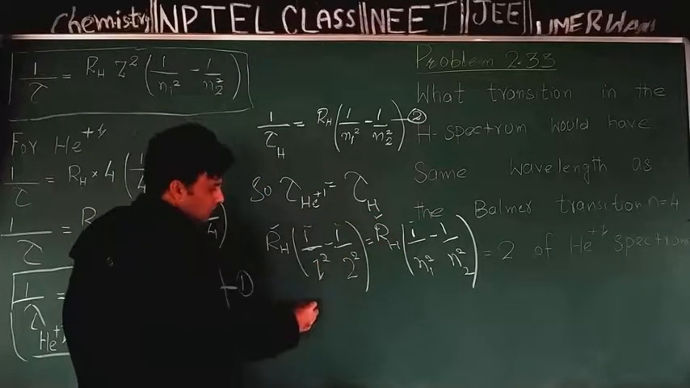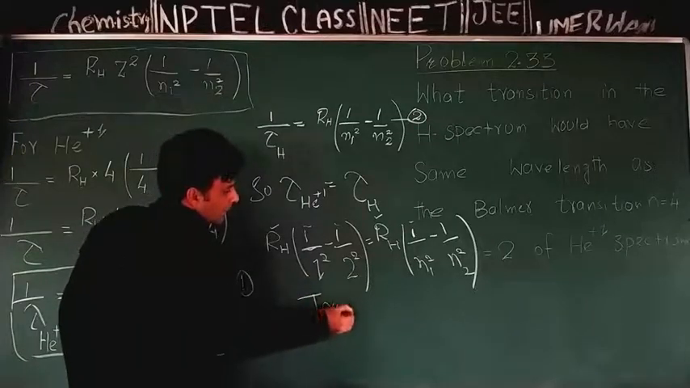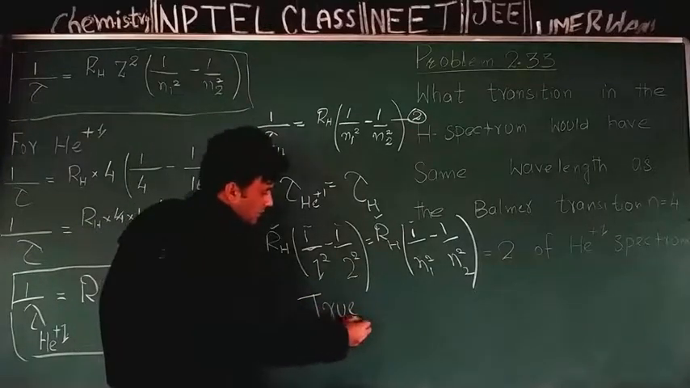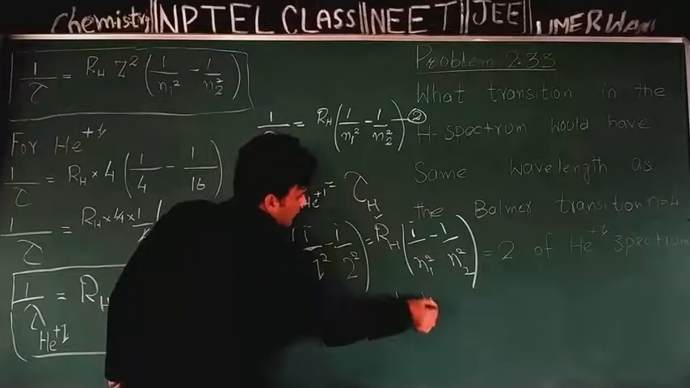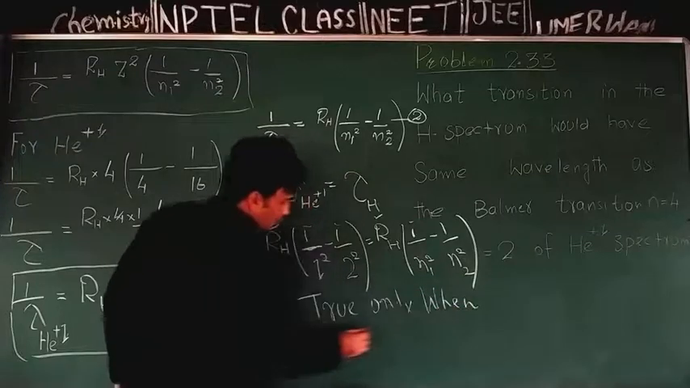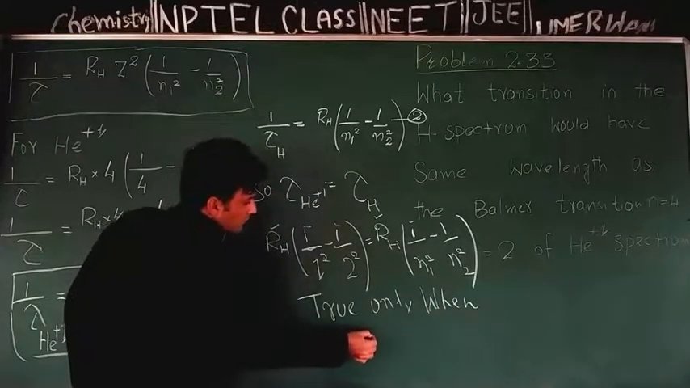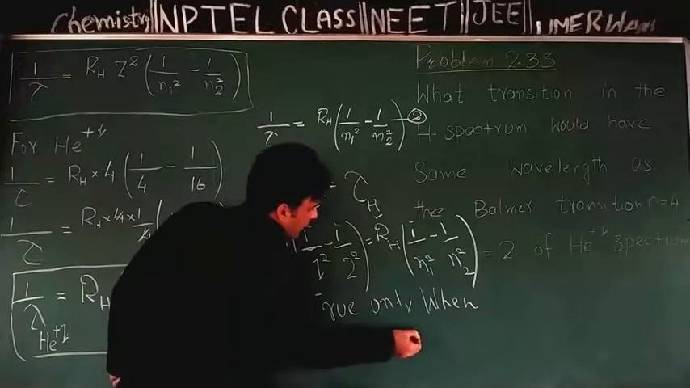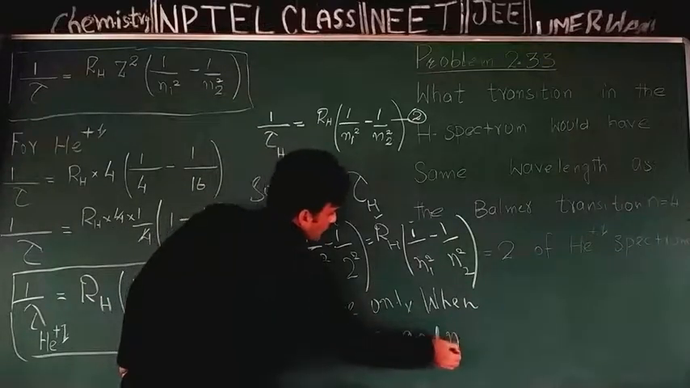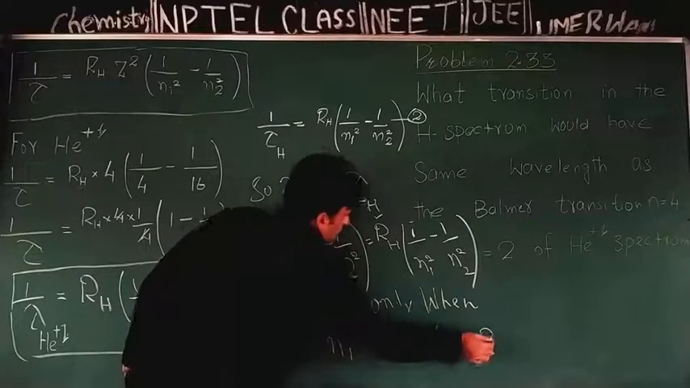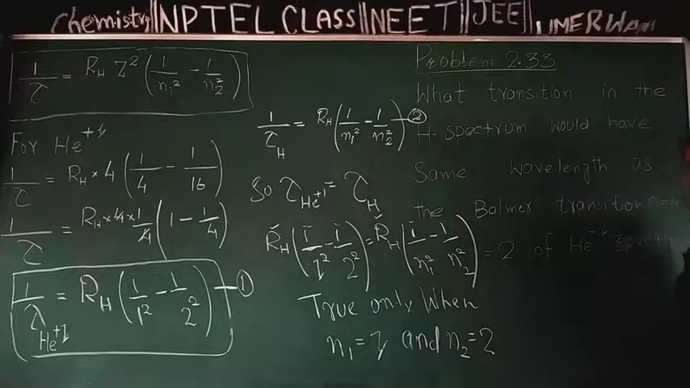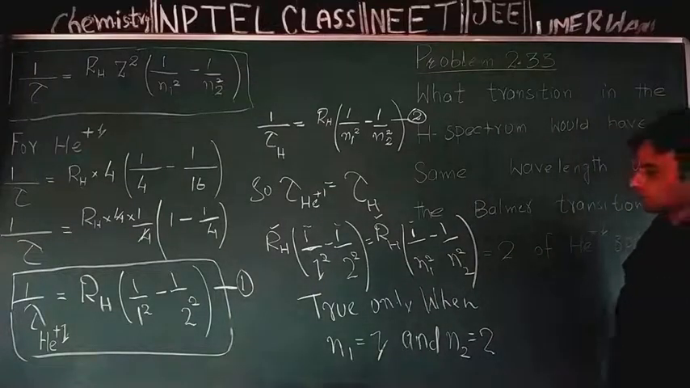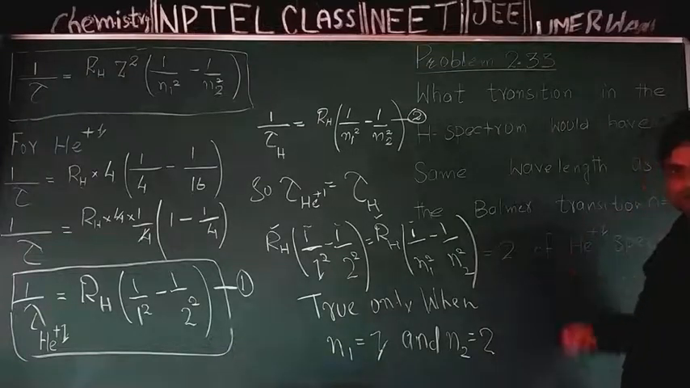It is true only when RHS side will be equal only when N1 is 1 and N2 is equal to 2. In this way, I am able to define the transition occurring in hydrogen atom that will have same wavelength of quantum of radiation as in case of unipositive helium ion.